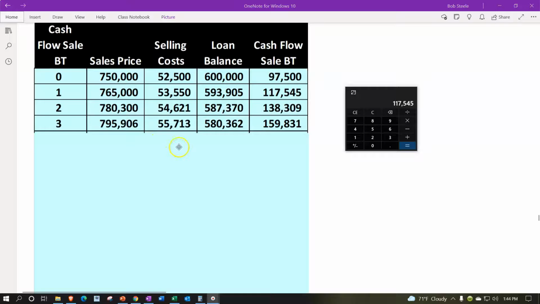If we waited 3 years, value we say goes up by another 2% to 795,906. Selling costs, 7% of that. The loan balance we can get from the table up top. We'd have the cash flow of the 159,831. Now the complex thing here, of course, is that we can only sell it one time.